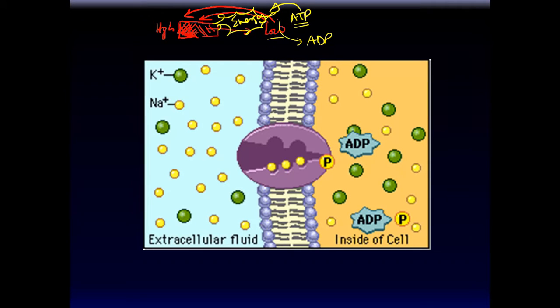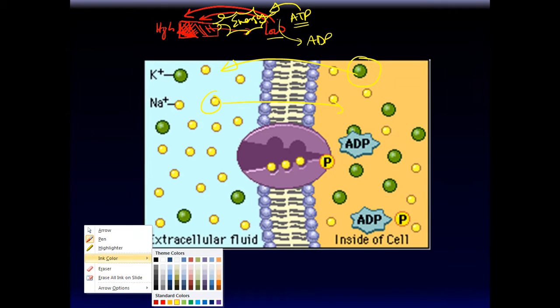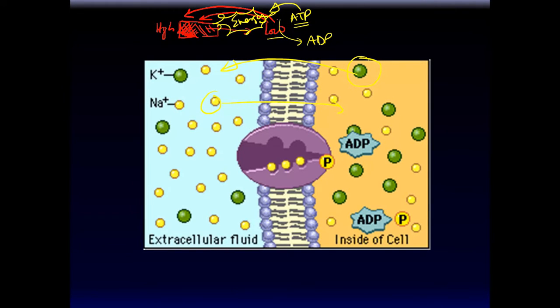Now, in this example, what you're seeing here, you see there's a lot of green over here, right? So this cell wants the green to go out against its concentration gradient, and it wants this yellow to come in against its concentration gradient. You see this? It wants the green to go out like this, and it wants the yellow to come in, both against the concentration gradient.